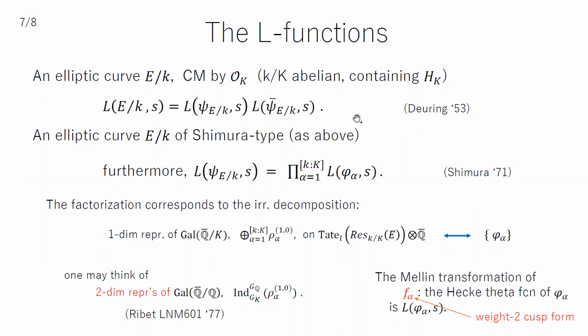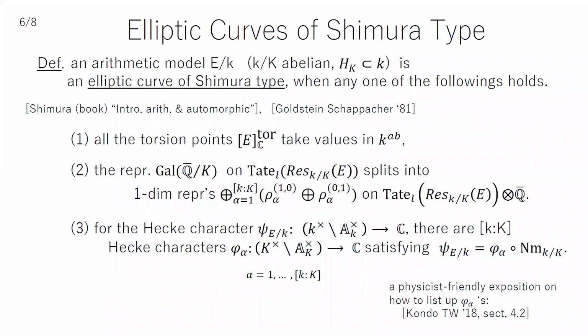And that was a general story. But when it comes to an arithmetic model of Shimura type, the L function of a Hecke character further factorizes in this way. What we have on the right-hand side is the product of the L functions of the Hecke characters of the imaginary quadratic field K. And I said earlier that Hecke characters of the field capital K exist.